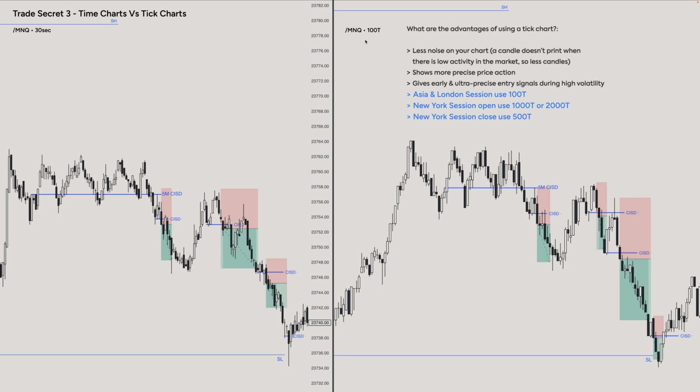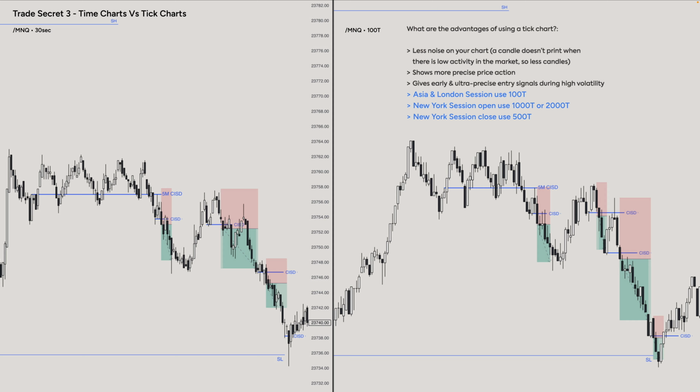Now a tick chart, and I'm using the 100 tick chart here as an example, works completely different. It has nothing to do with time, and it only prints a candle when 100 transactions have been made, when 100 trades have been made by other traders. Only then it prints a candle. Now, there's a big advantage to that. There's a couple of big advantages to that.